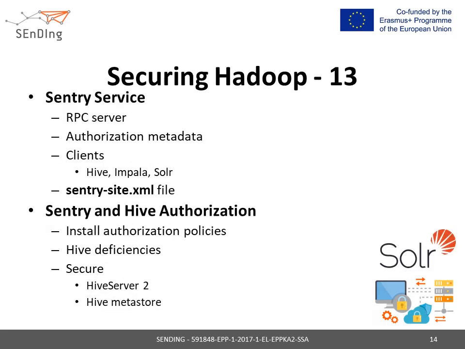The Sentry service is an RPC server that stores authorization metadata in an underlying relational database and provides RPC interfaces to retrieve and manipulate privileges. It supports secure access to services using Kerberos. The service serves authorization metadata from the database back storage. It does not handle actual privilege validation. The Hive, Impala, and Solr services are clients of this service and will enforce Sentry privileges when they are configured to use Sentry. The sentry-site.xml file can be used for configuring the Sentry service.